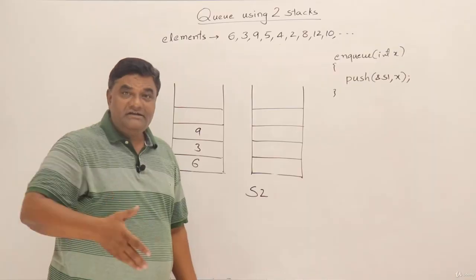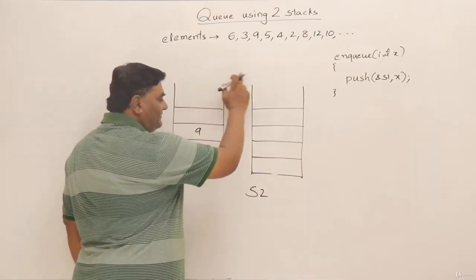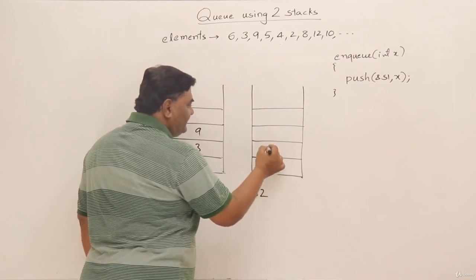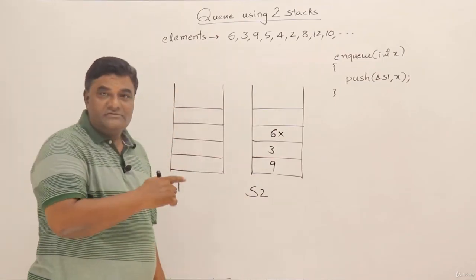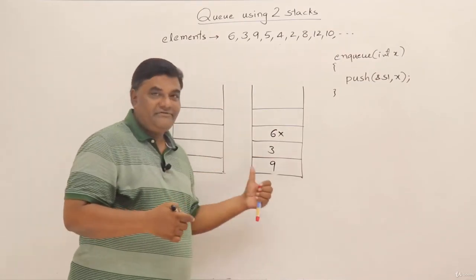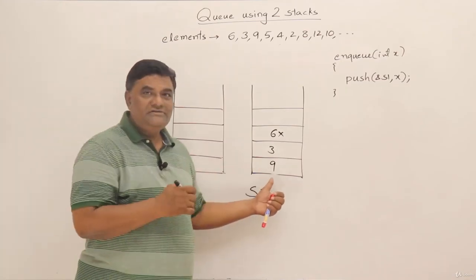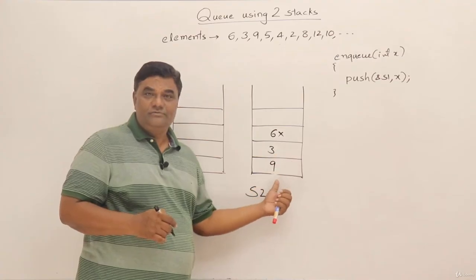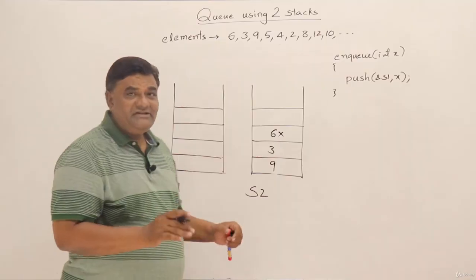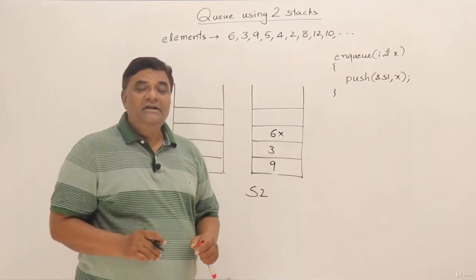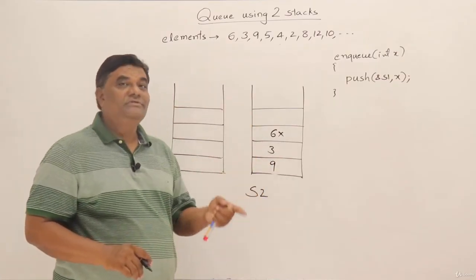Then whenever we are DQing, deleting an element, what are we doing? Let us see. Transfer all the elements here. So 9, 3, 6. Then delete the element. So 6 is gone. So we are transferring the elements and deleting from S2. Now again I want to delete. So don't transfer the elements. Directly delete from S2. It means if S2 has some elements, directly delete them. If S2 does not have any elements, transfer the elements from S1 to S2, then delete.